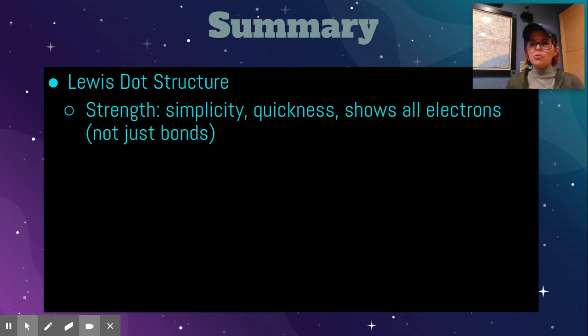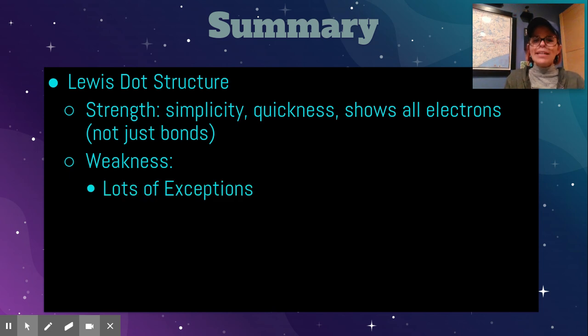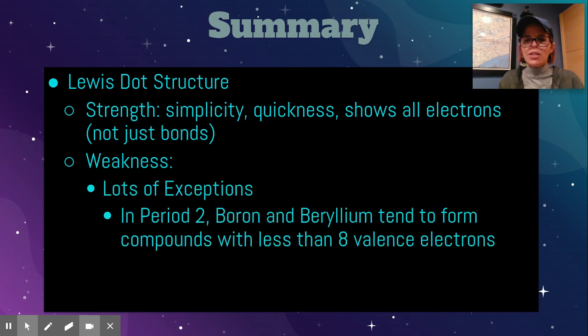So here's a summary of Lewis dots. So the strength of the Lewis dot structure is that it's very simple. You can write them down quickly, and it shows all the electrons, not just the bonds. The weakness with it is that there are lots of exceptions. So let me just give you an example. Boron and beryllium tend to form compounds with less than 8 electrons. How annoying is that? Less than 8 valence electrons.